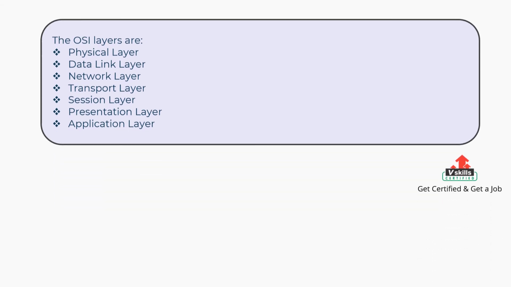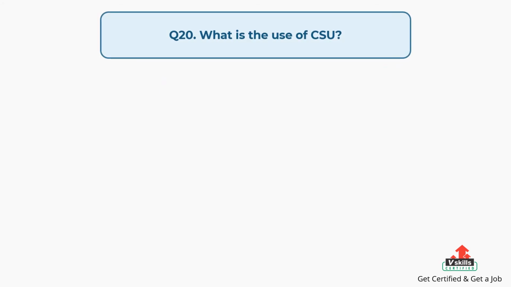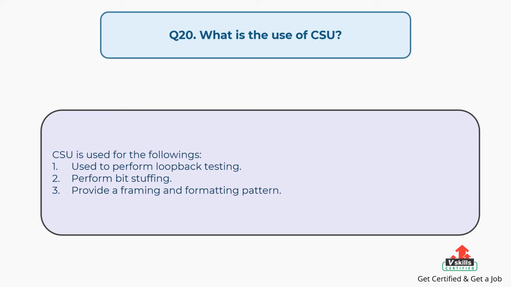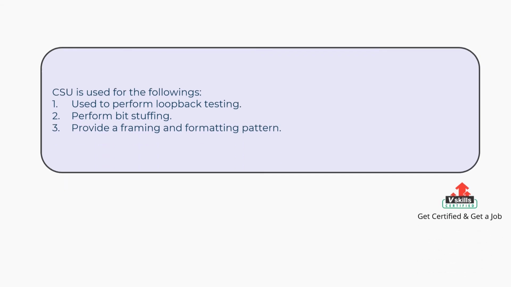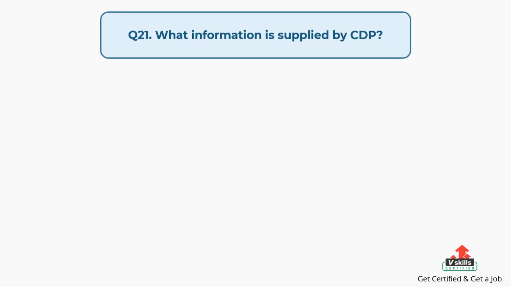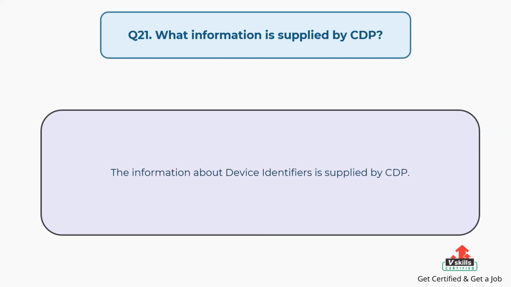application layer. Question number 20. What is the use of CSU? The answer is: CSU is used for the following. Used to perform loopback testing and bit stuffing. Provide a framing and formatting pattern. Question number 21. What information is supplied by CDP? The answer is: the information about device identifiers is supplied by CDP.